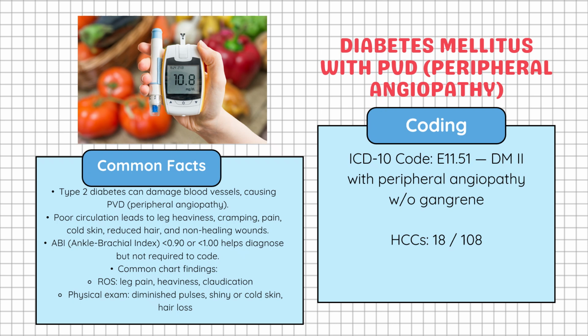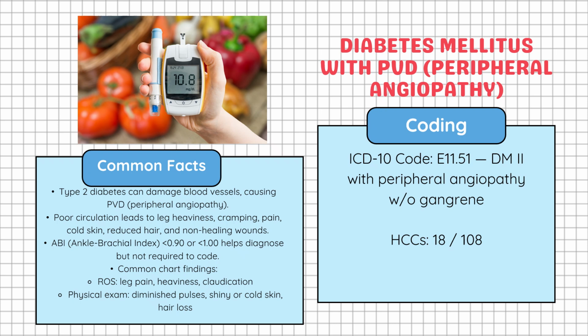Let's get to the fun part. Diabetes with PVD. Especially type 2 diabetics, they have a higher chance of developing PVD. It leads to poor circulation. This is one of the top manifestations of diabetes. It causes heavy cramping in the legs, which is the claudication. The patients have pain in the lower legs, especially when walking. Reduced hair growth on the legs and feet, discoloration, coldness on the skin, and then they have wounds that are not healing properly.